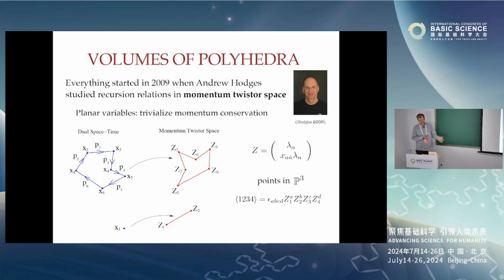Historically, everything started in 2009 by Andrew Hodges, who realized for the first time this idea that an amplitude can be a volume. So he tried to understand some properties of the scattering amplitudes in momentum twistor space. This is just some kinematical space which is used in planar theories. In the end, the details are not that important, but for each particle, we have just some vector z, which is a vector in projective space P3, instead of talking about momenta. The problem with momenta is that they satisfy momentum conservation. This is the way to trivialize momentum conservation.